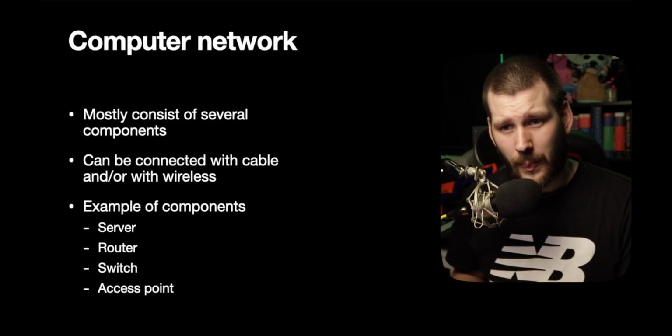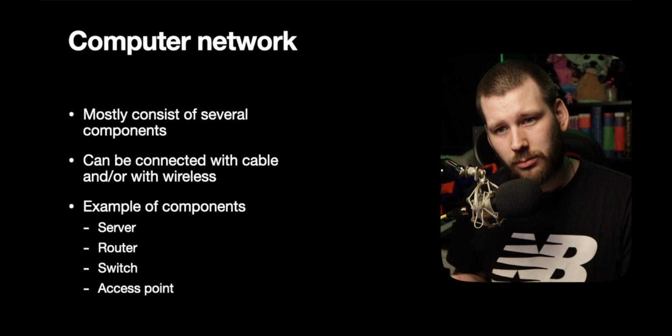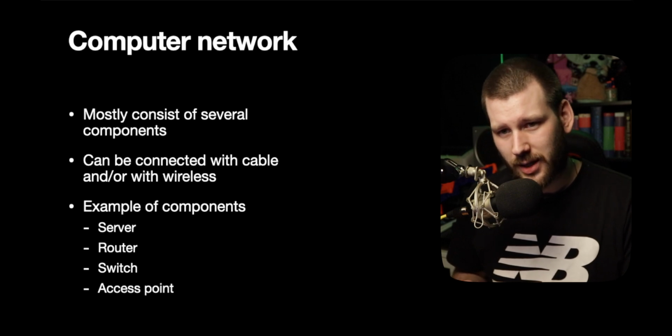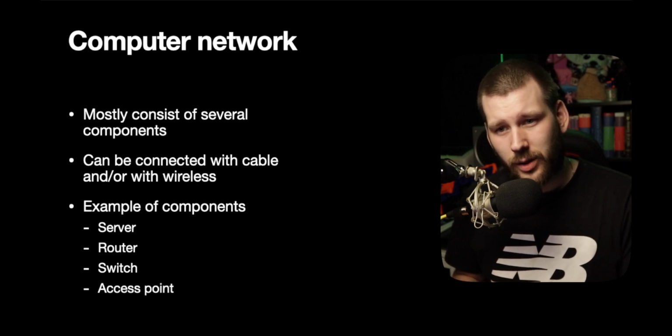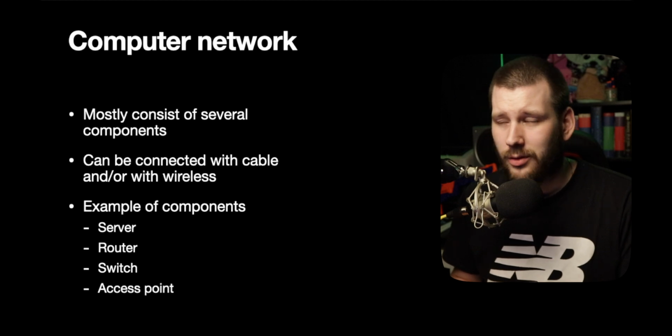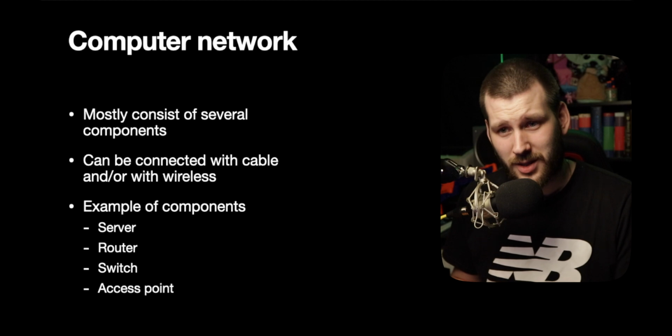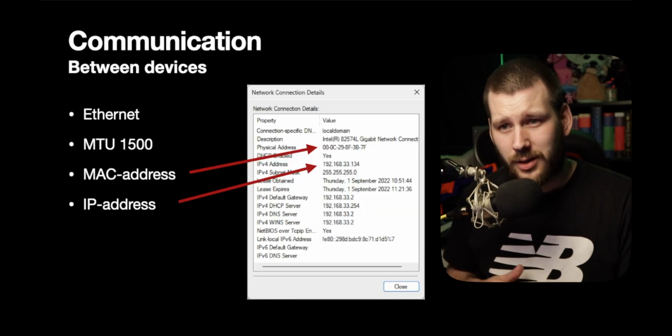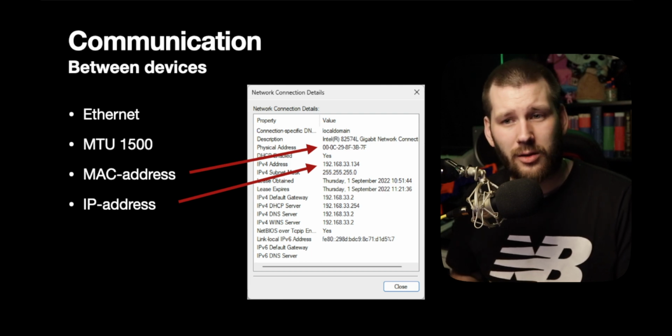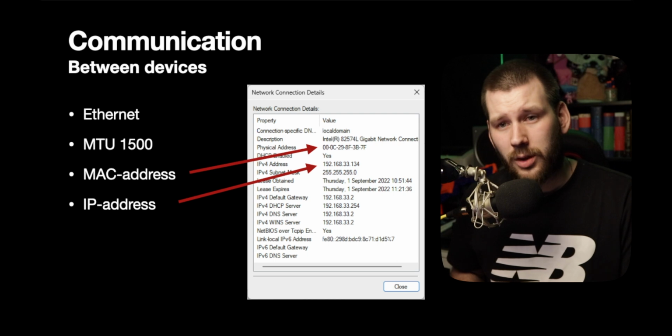A switch may also be multiple depending on the size of the network. And for wireless, we may have an access point, or, of course, you guessed it right, several of them, if it's a big network. No matter if the communication goes through a cable or wireless, we're still using the same basic transmission technology and protocol. The most common one is Ethernet.